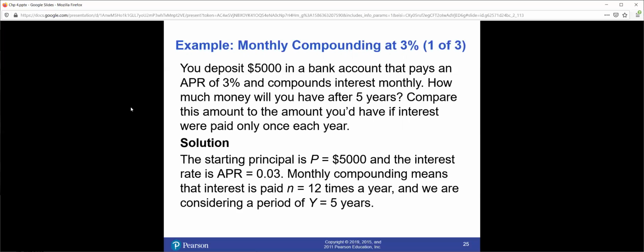So since we're not doing straight per year compounding, we need to use the equation we talked about before. As talked about in this class, it's good to write things down. It's good to write your variables down. APR is 3%, so APR equals 0.03, compounds monthly, so n is 12. How much money will you have after 5 years? Compare this amount to the amount you would have had if interest is only paid once per year. Cool. After 5 years, y is 5.